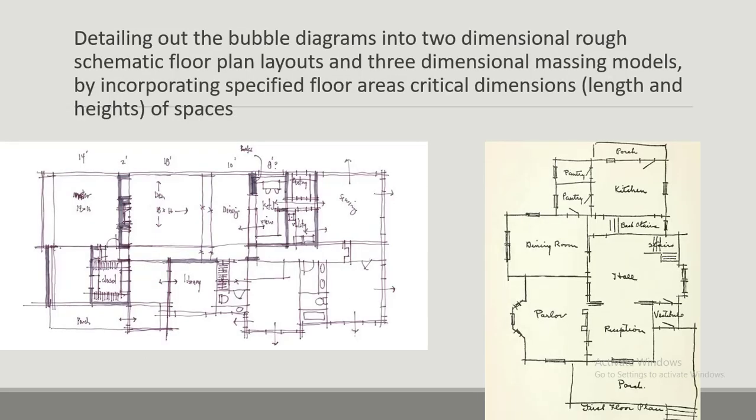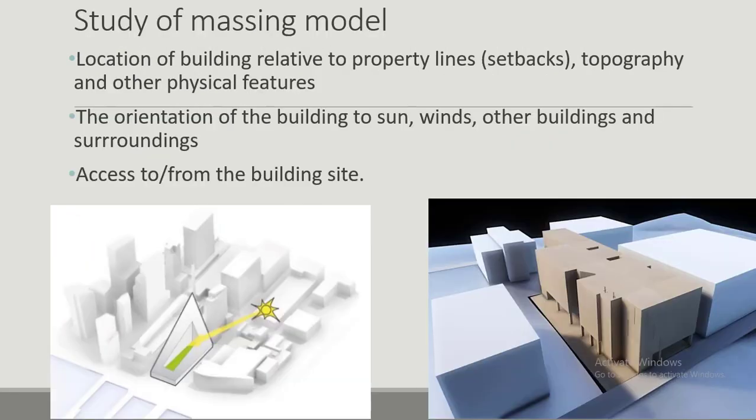The creation of a bubble diagram illustrates the approximate size and relative position of spaces, both horizontally and vertically. Detailing out the bubble diagrams into two-dimensional rough schematic floor plan layouts and three-dimensional massing models, by incorporating specified floor areas and critical dimensions of spaces. Study of massing model. The pros of a study of massing model is that it gives the real picture of the location of the building relative to property lines, topography, and other physical features.